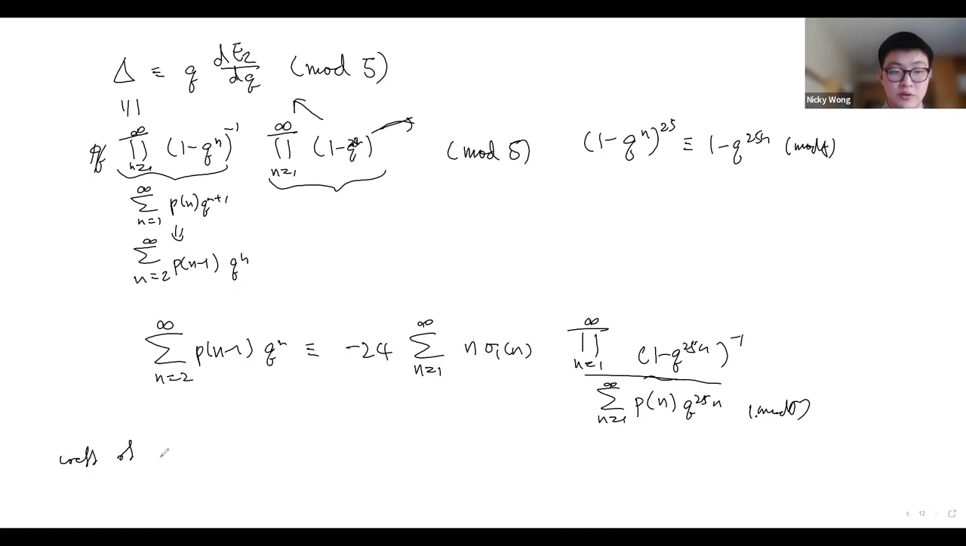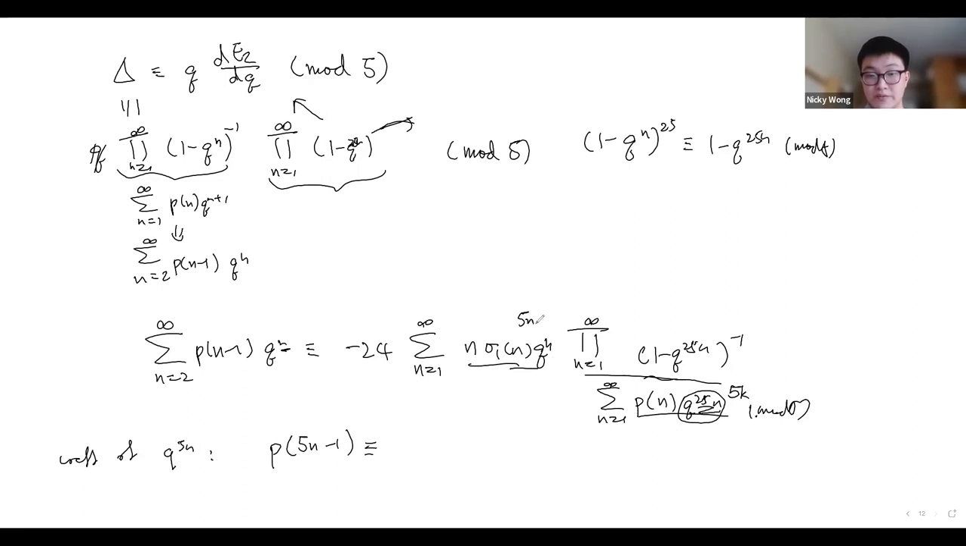Now let's look at the coefficient of q to the 5n, and we will be done. Because if we look at the coefficient of q to the 5n on the left-hand side, we get p of 5n minus 1. On the right-hand side, we want to get q to the 5n. But to do this, this will be a sum of different terms, but we are always going to get 25 times something here, and then we're going to get 5n minus 25 times something. So in particular, 25 times something is 5 times something. So let's say we get 5k here, we're going to get 5n minus 5k here.